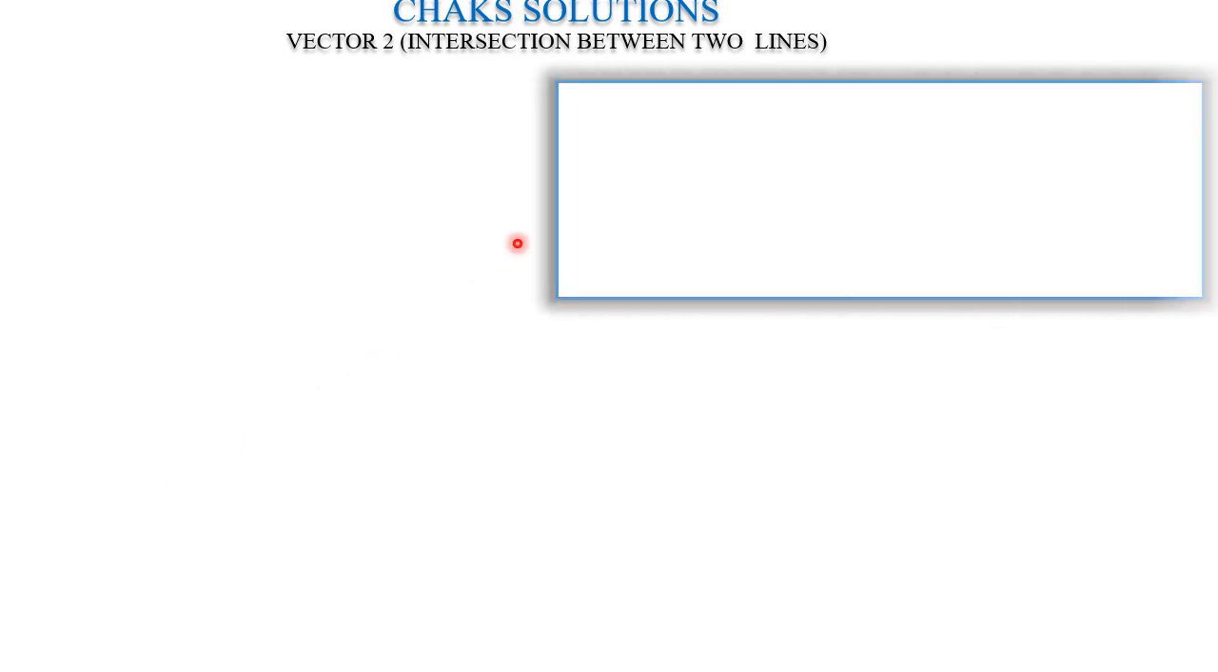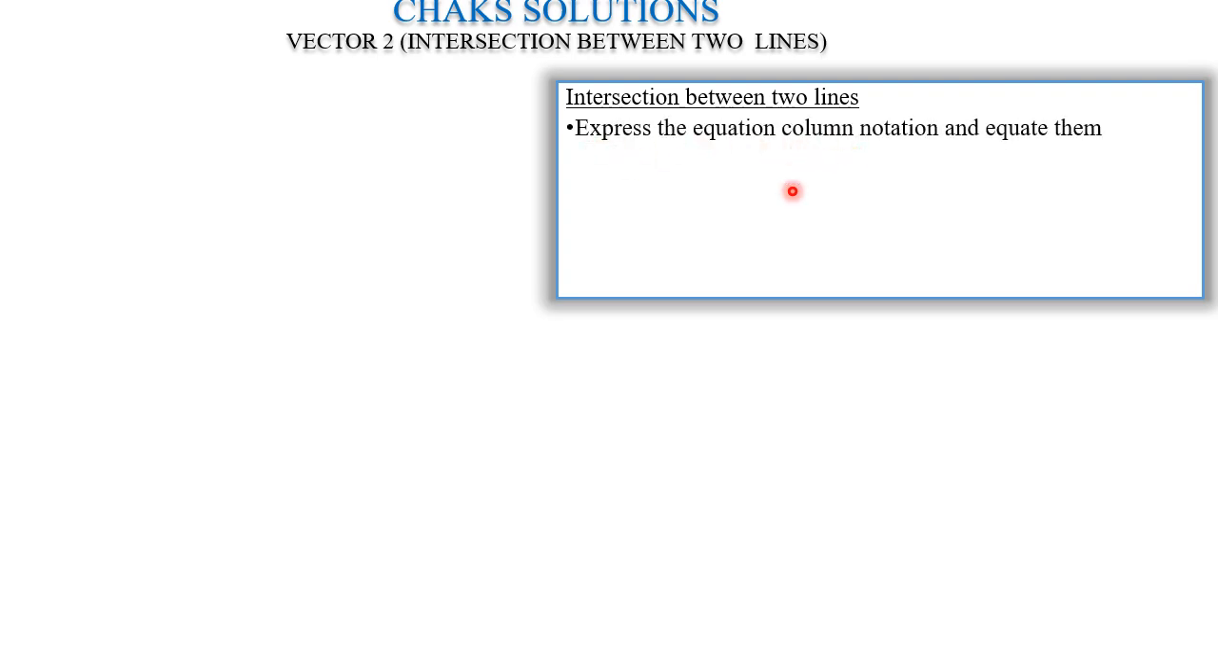This is vector 2, intersection of two lines. So we can find the intersection of two lines in 3 dimensions. We have steps that I've outlined here so that we can follow them when solving the intersection of two lines. The first step is to express the equation in column notation and equate them.